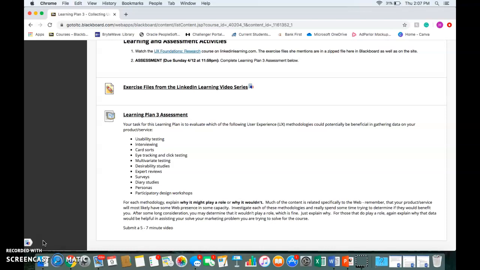So today I'm just going to go through how each of these user experience methodologies could potentially benefit us in our study of implementing these new products to the LTC cafeteria. So to begin, I will touch on usability testing.